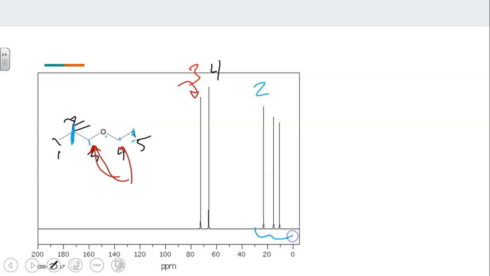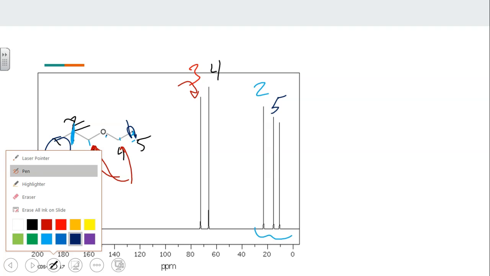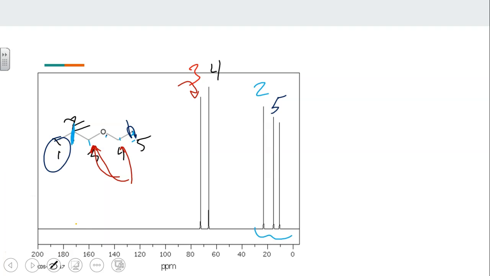Okay? This area is the alkyl carbon area. So now we have 2 remaining carbons, and again, carbon number 5 is going to be pulled further downfield because it's closer to the oxygen than carbon number 1. So this is going to be carbon number 5, and then this last peak here, the one that is the closest to 0 parts per million, closest to 0 chemical shift, is going to be carbon number 1.